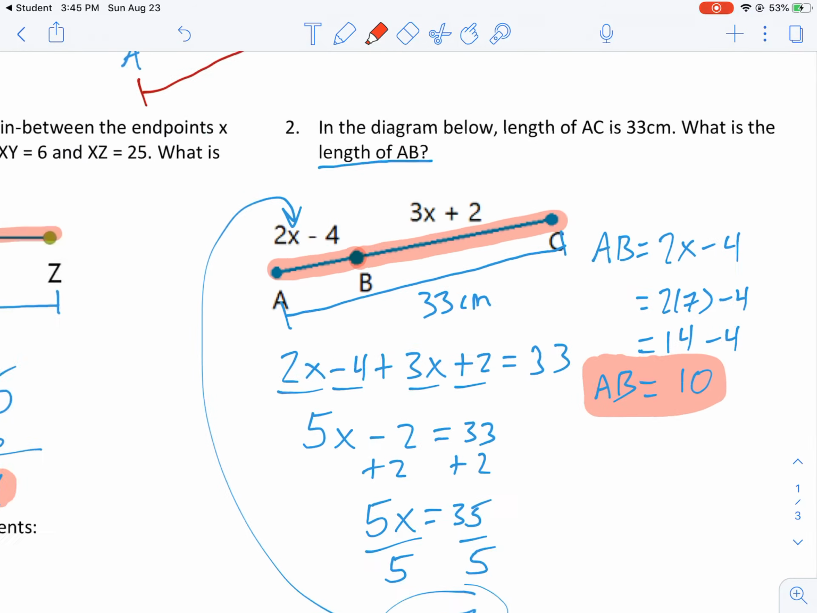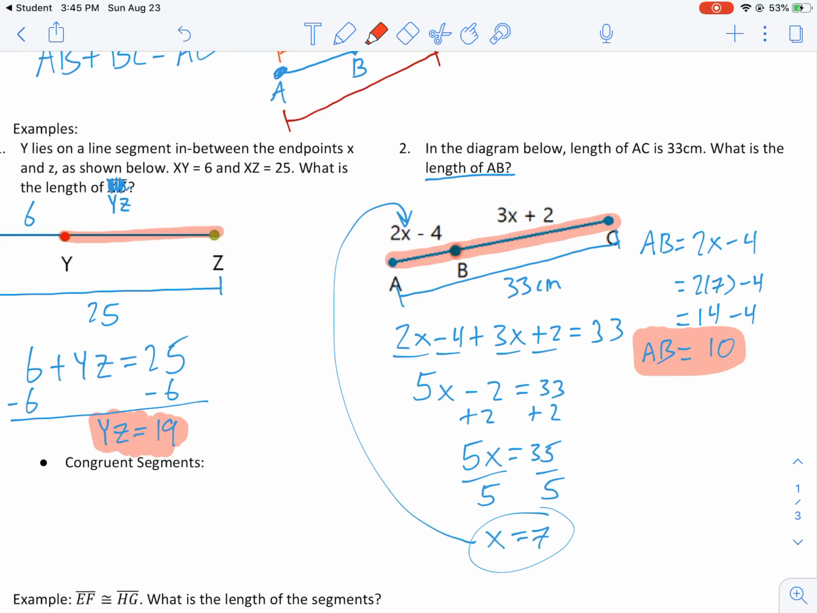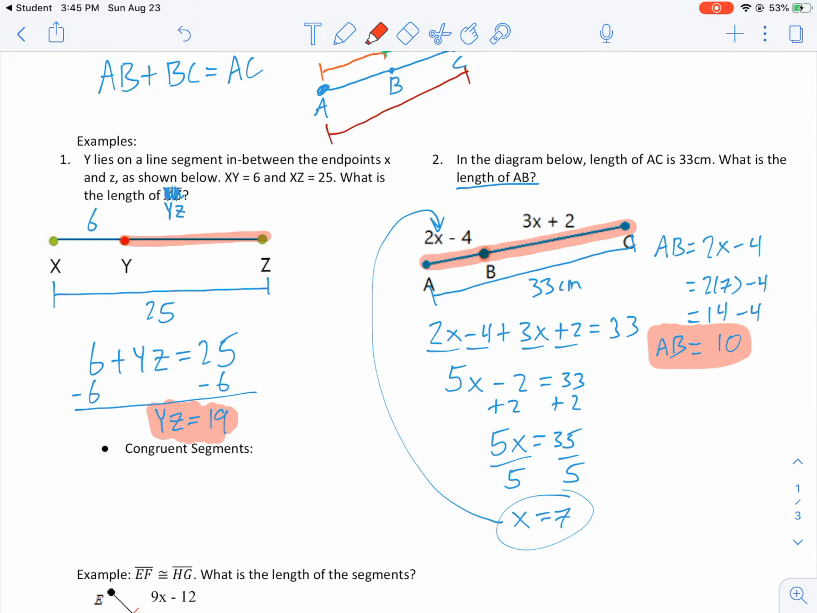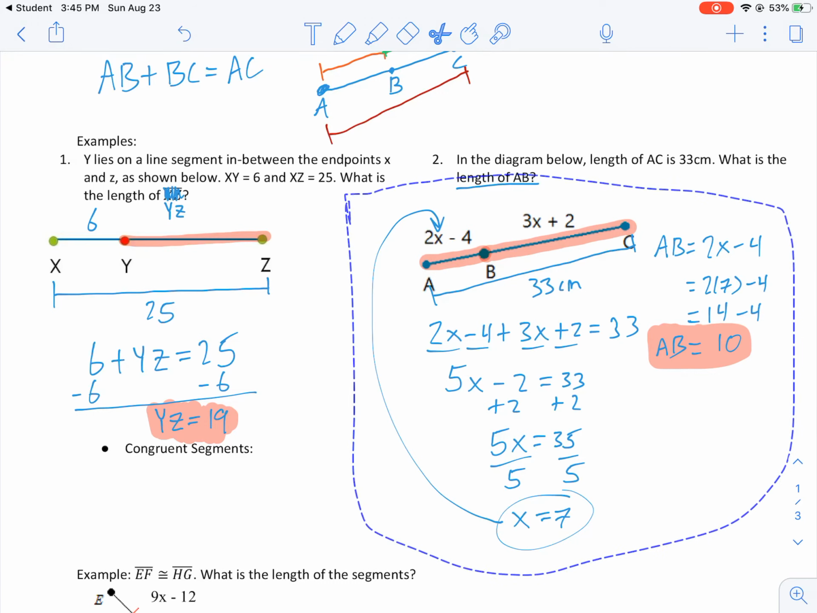So make sure you're reading the question, right? Sometimes it might just say find x. Sometimes it might say find AB. We could say find both parts, right? The second part's easy. It would have to be 23, right? So yes, that's how you would solve that example. So hopefully that made sense.